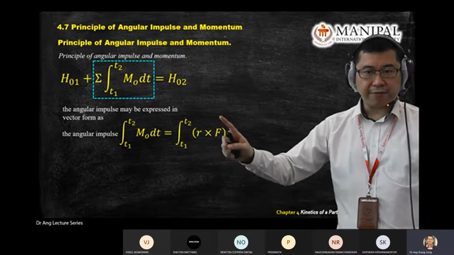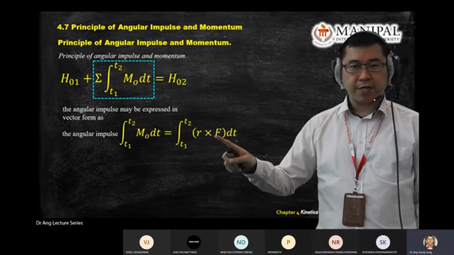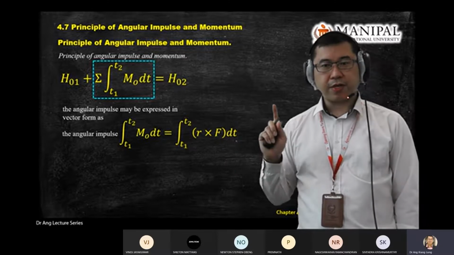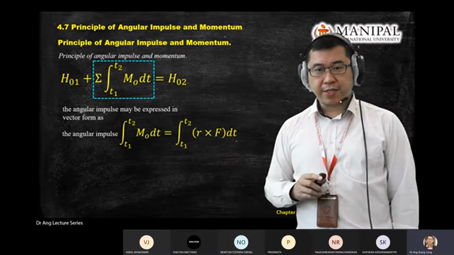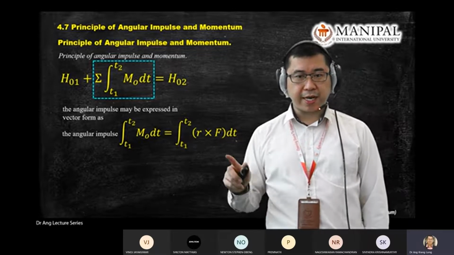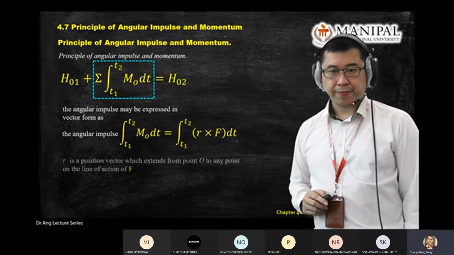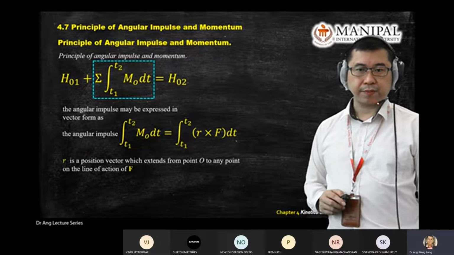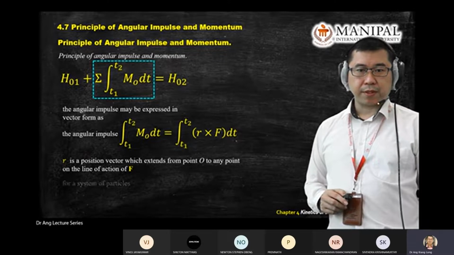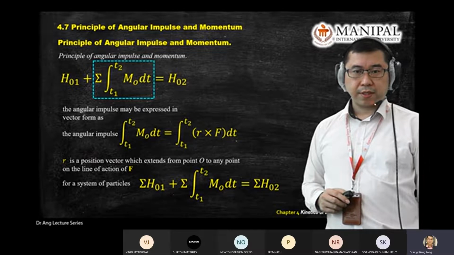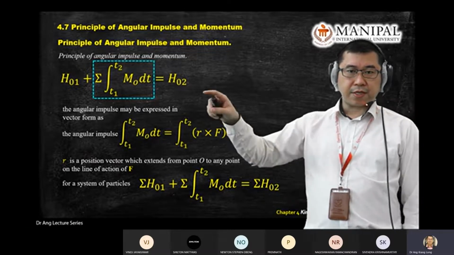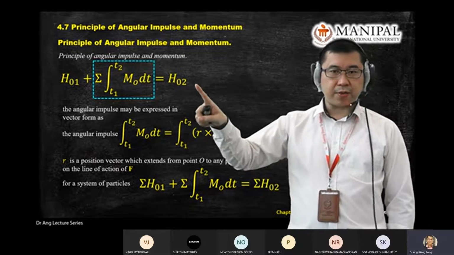Moment is F times D, but in this case, because you use the cross product, you are looking at particles moving in the three-dimensional axis. That's why we have a cross product and the vector form. This is just a further explanation of what you learned just now.